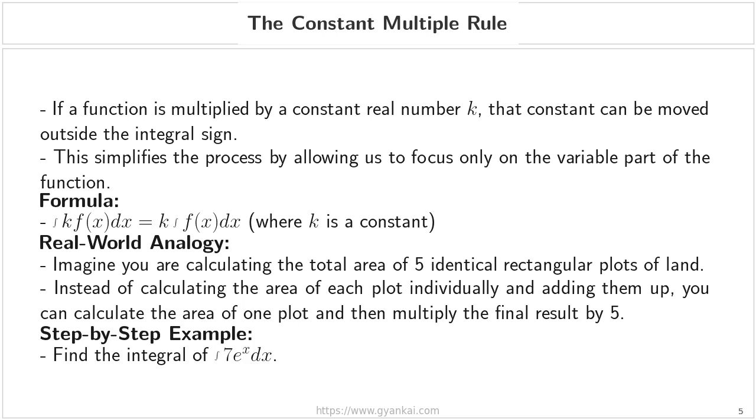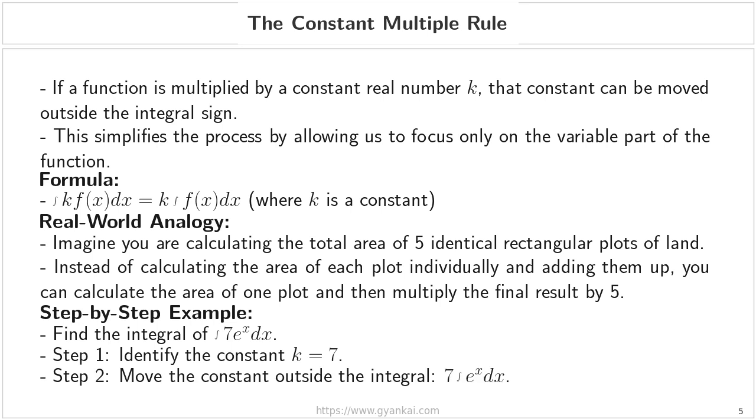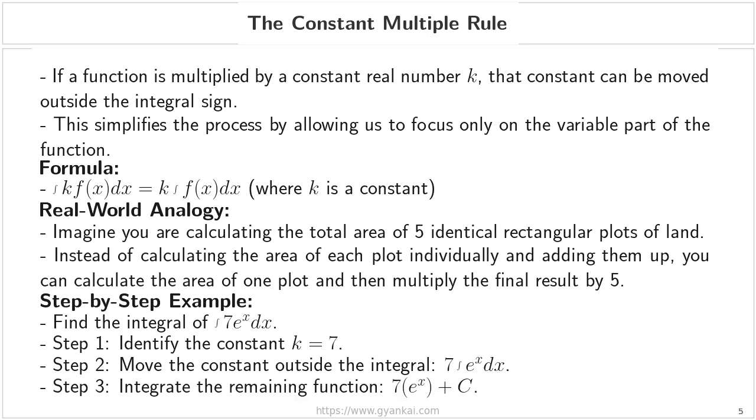Now, let's walk through a step-by-step example. We want to find the integral of 7 times e to the power of x with respect to x. Step 1, identify the constant. In this case, our constant k is equal to 7. Step 2, apply the rule and move the constant outside the integral sign. So, we rewrite the integral as 7 times the integral of e to the power of x with respect to x.